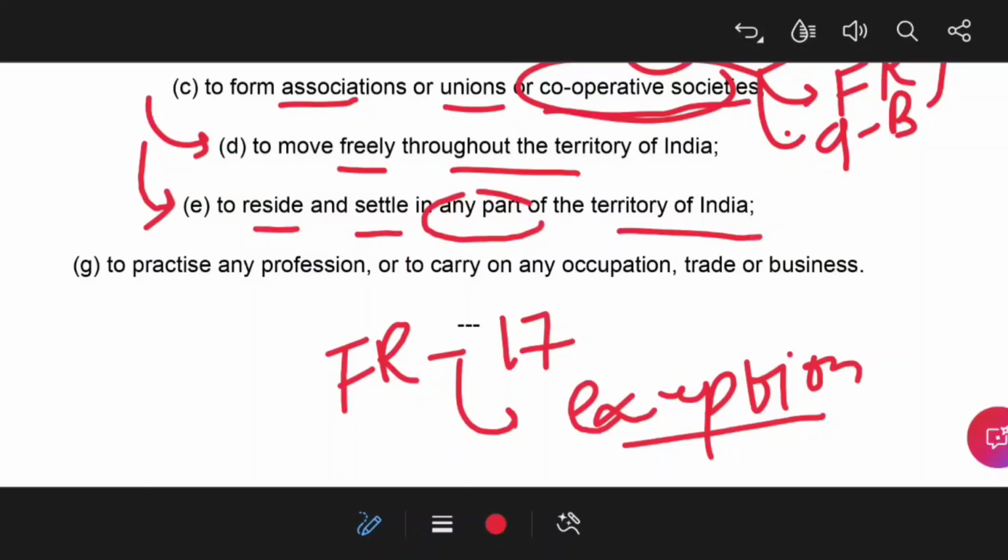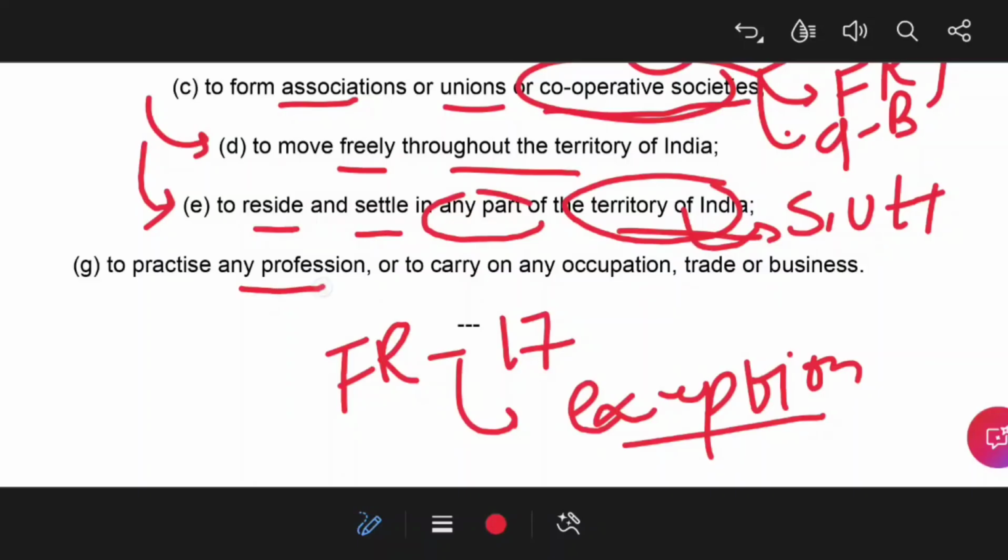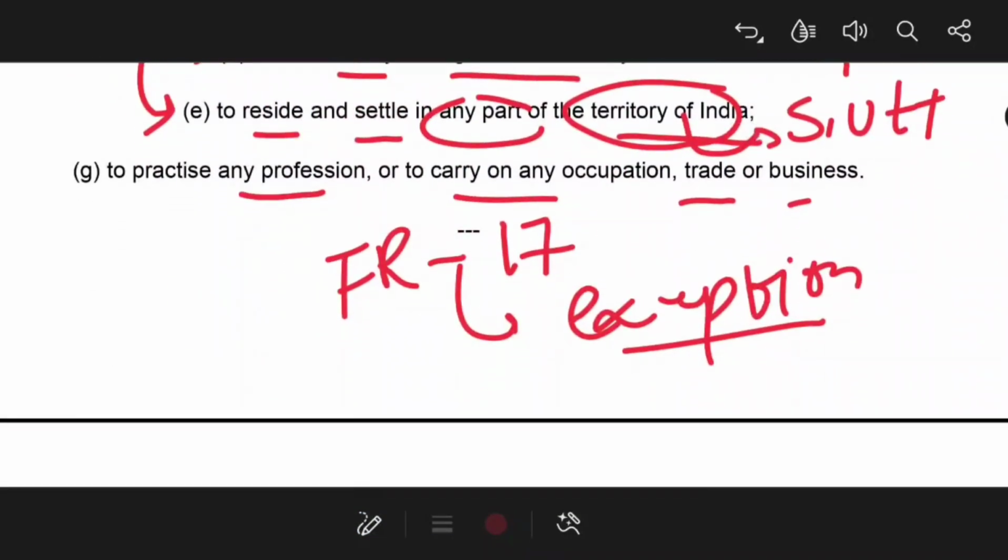Now all citizens have the right to reside and settle in any part of the territory of India. But let me ask, is territory defined in the constitution or not? Yes, because territory includes the states, union territories, and territories that may be acquired by the government of India in the future. So in any part of the territory, if you want to reside or settle, you can. And to practice any profession or to carry on any occupation, trade or business. You can observe here there are 6 rights mentioned in article 19.